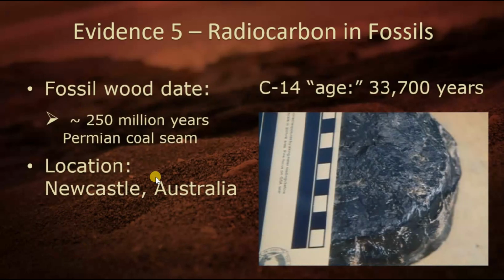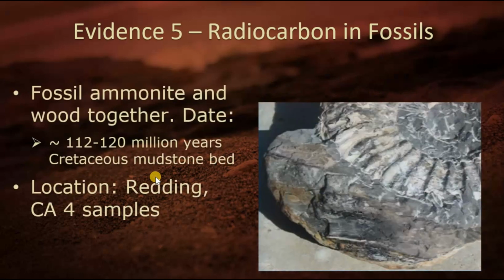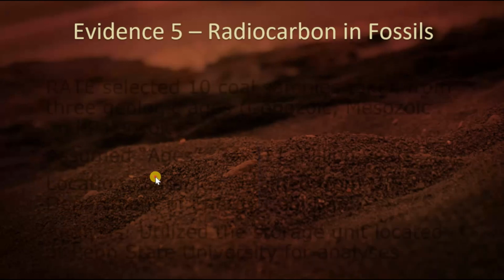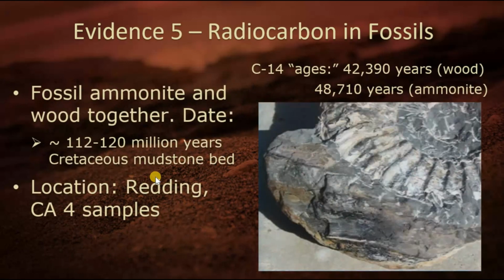Looking at the coal, it's supposed to be 250 million years old. The carbon-14 age came back 33,700 years old. He sent another fossil ammonite and wood together. But the carbon-14 age came back 42,390 years for the wood and 48,710 years for the ammonite.